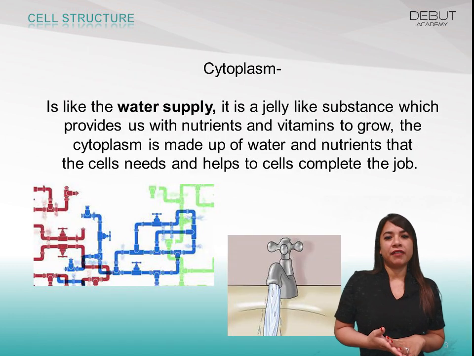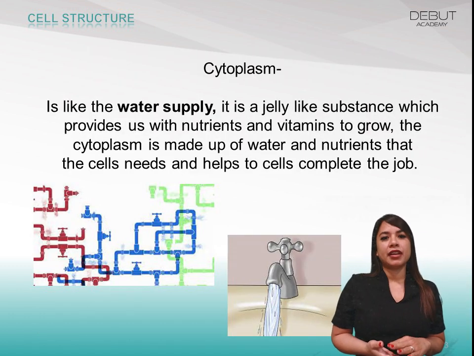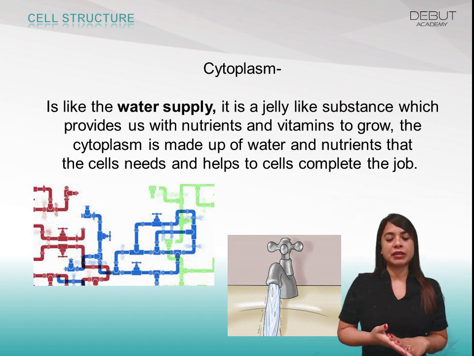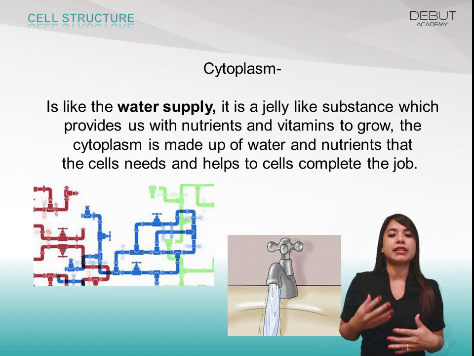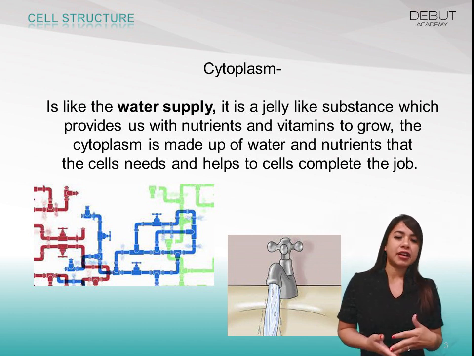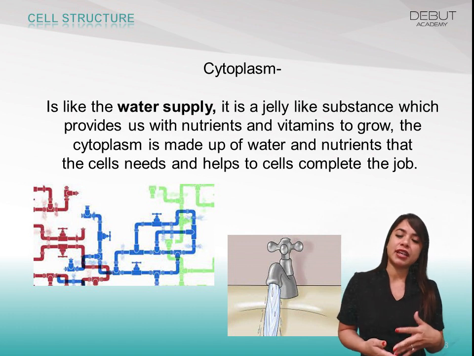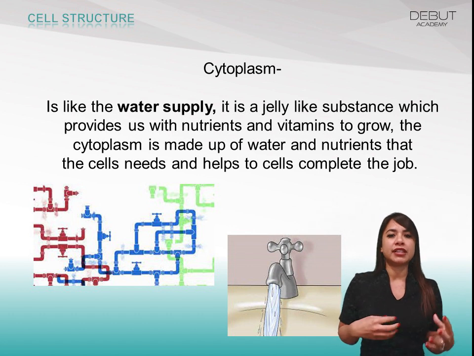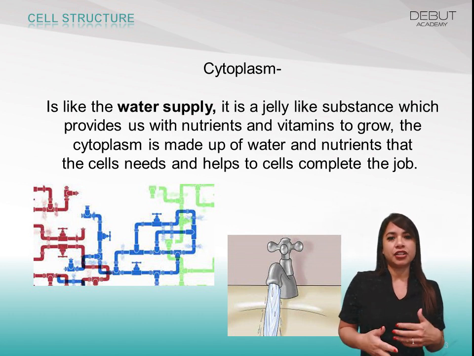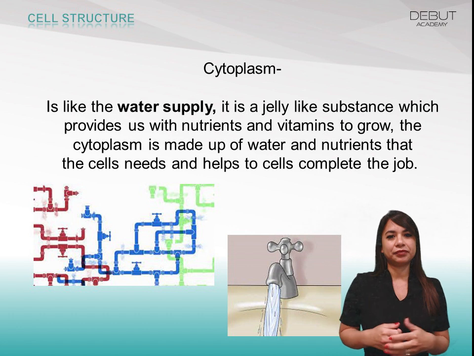The next part of the cell is called the cytoplasm. And I remember the cytoplasm as the water supply. The reason being is humans all need water to survive, and it gives us our nutrients and vitamins that we need. So with the cytoplasm, that's exactly what it does. It's a jelly-like substance, and it contains our nutrients and vitamins for our cells to nourish and to keep healthy.